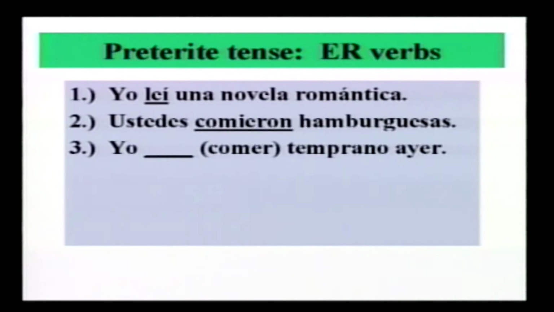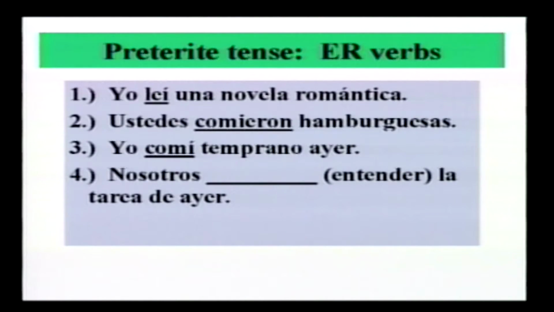Yo, blank, temprano, ayer. Yo comí, first person singular. The 4th example. Nosotros, la tarea de ayer.